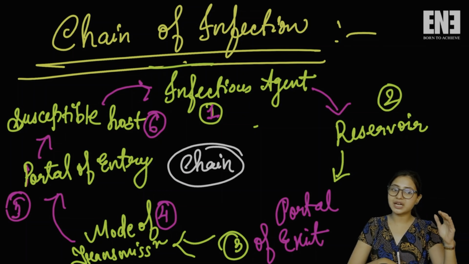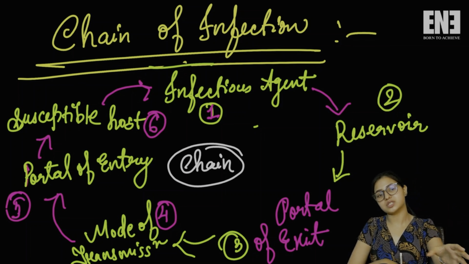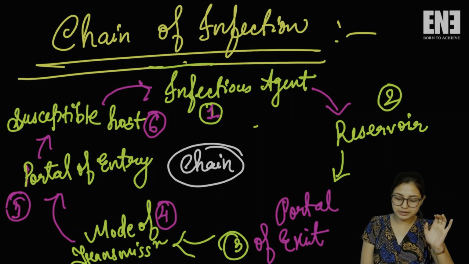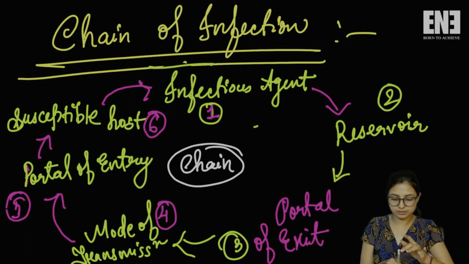After that it will require a new host, so it will try to enter if the host is not taking proper precautions. That means it will find its way into your body, the portal of entry. And if you are immunocompromised, now you become the susceptible host for the agent. Susceptible host means the person who is immunocompromised. Okay. Am I clear till this?